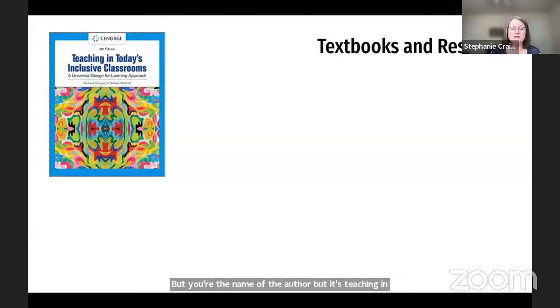This is one that deals a lot with special education, but it also brings in a lot of UDL examples and pieces. Even though I'm saying we want to sort of separate those two, at the same time we do want our students to be able to see the connection and be able to see examples and so forth.